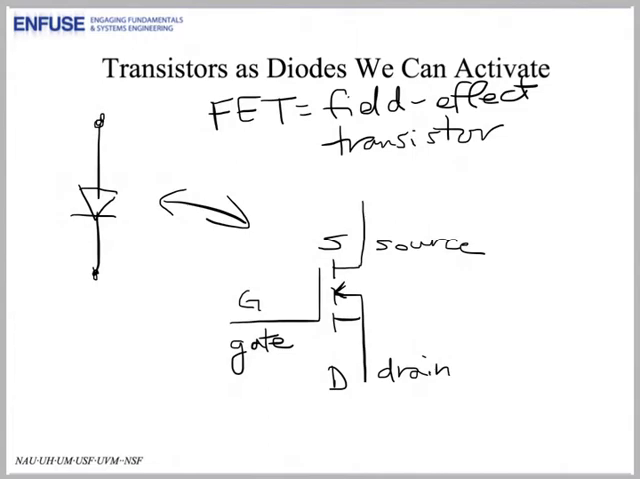So we've now moved from a 2-terminal device that is controlled by the voltage across it to a 3-terminal device that can be controlled by this third input called the gate.